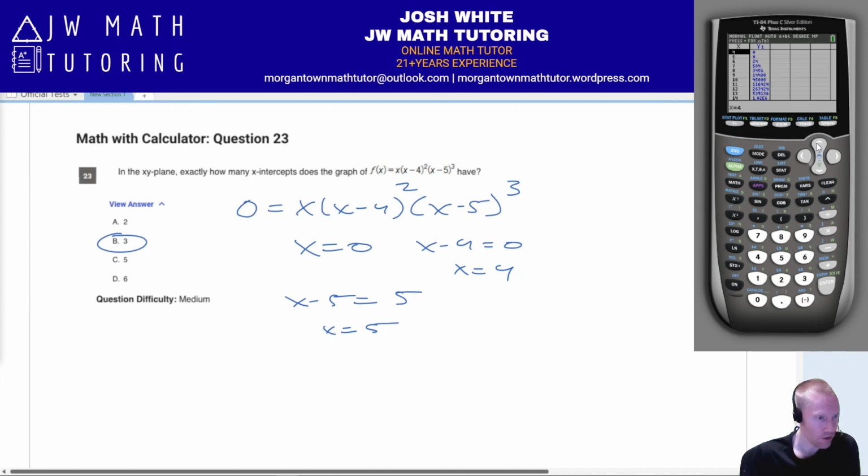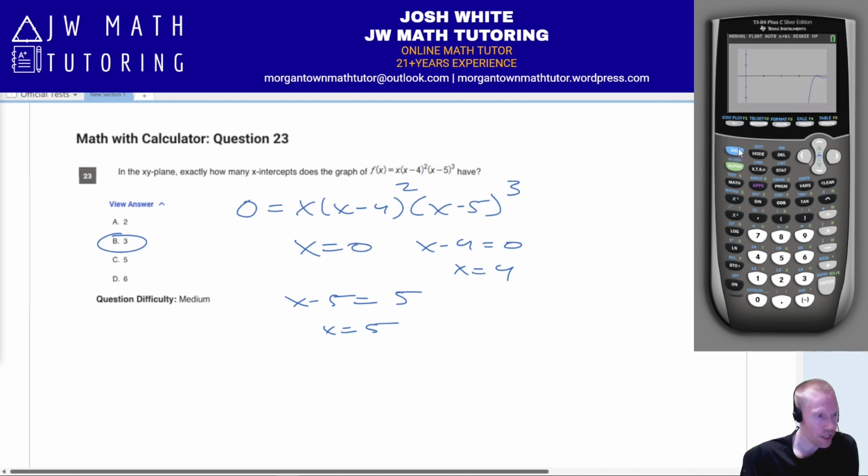Okay, so there's 1 x-intercept. There's a second x-intercept. There's a third one. And so that's pretty much it. And you can see here the values, again, get extremely large in the negative direction. So that just confirms that there's 3.